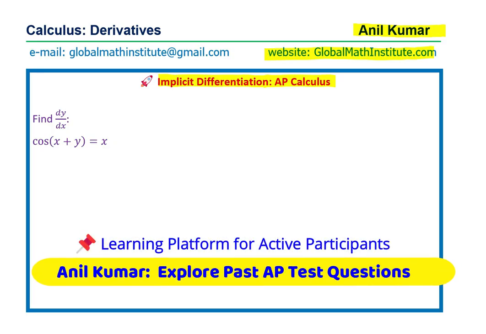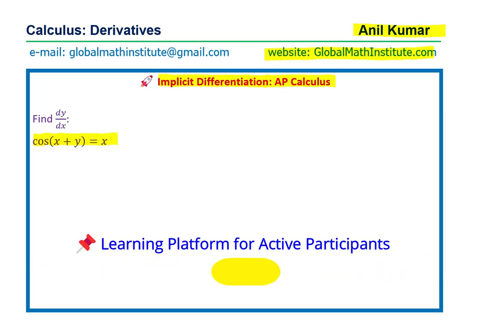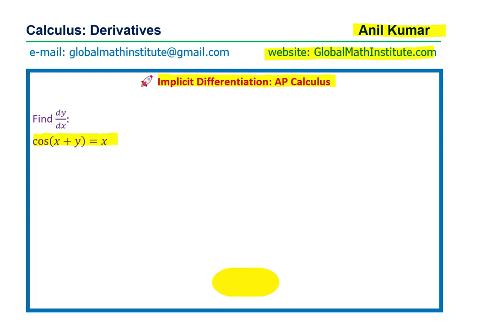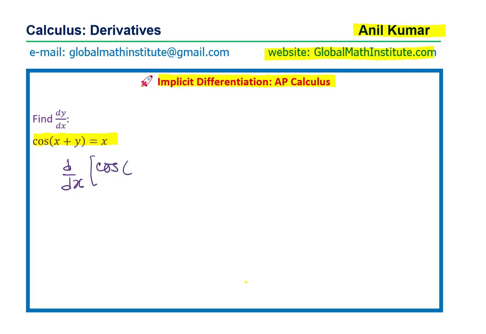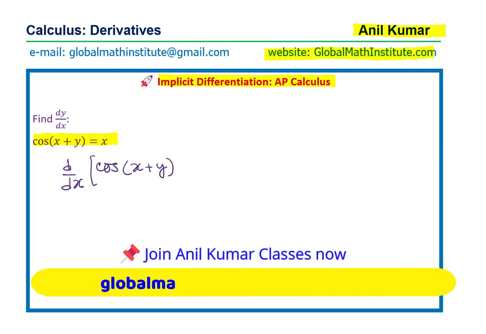We need to find dy/dx of cos(x + y) = x. So let's do the derivative with respect to x. We'll do differentiation of the given equation, cos(x + y) = x, on both the sides.